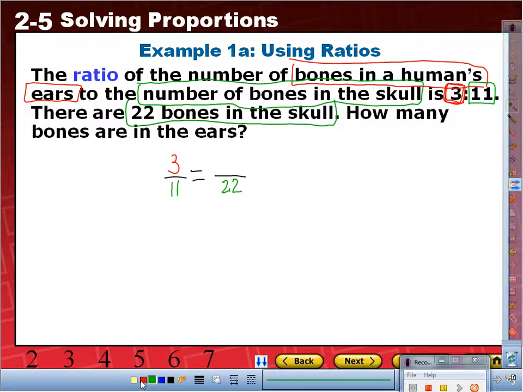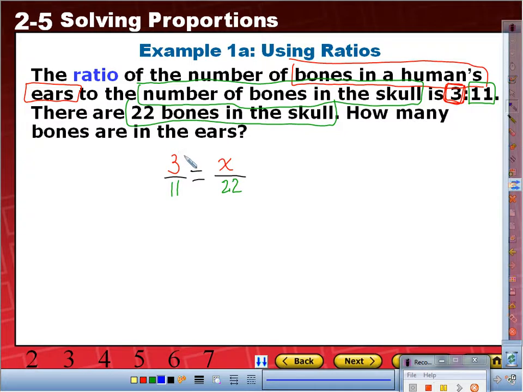Okay, look at the question. It says, how many bones are in the ears? We already know how many bones are in the skull. Do we know how many in the ear yet? No, so we're going to label that x. And to solve these, whenever you have a fraction equal to another fraction, we can use the cross product property. Okay, remember that? You're like, no, Mr. Q. All right, good. So what it says is that when you have a fraction equal to another fraction, you can use cross product. What does that mean? We can multiply across, like cross.